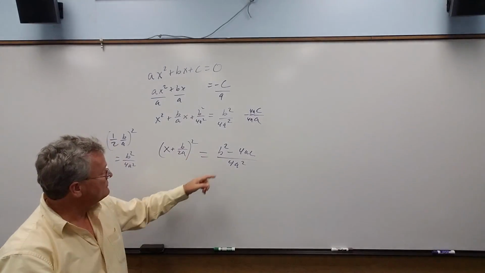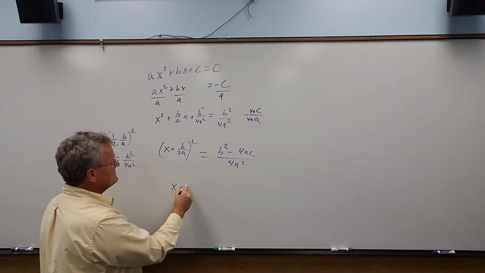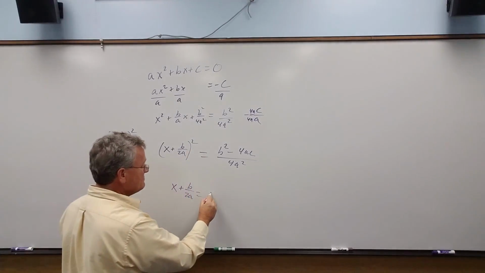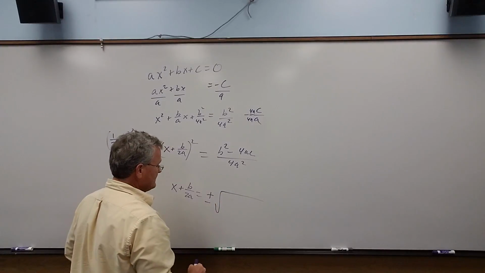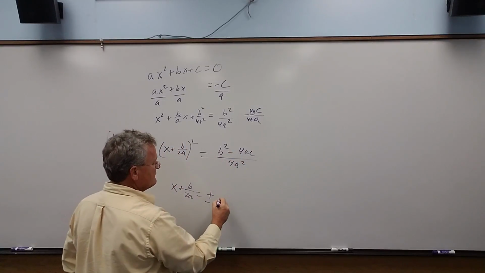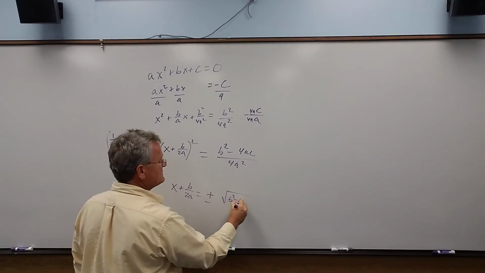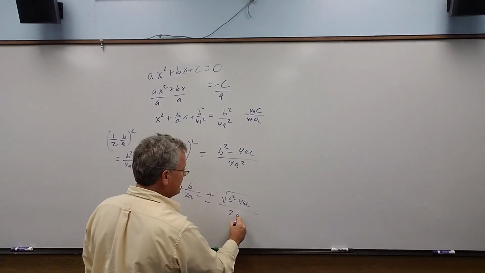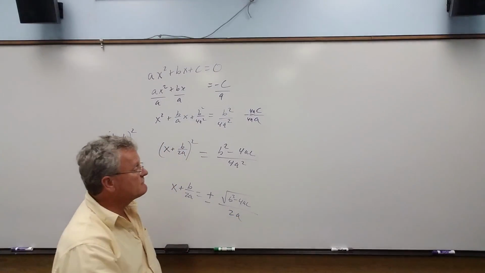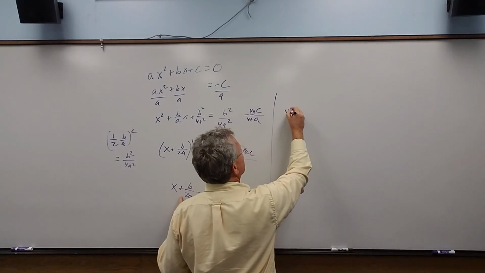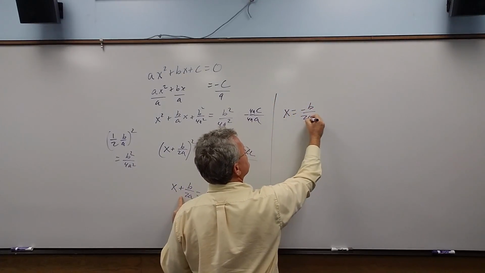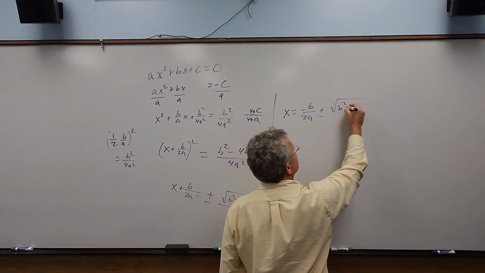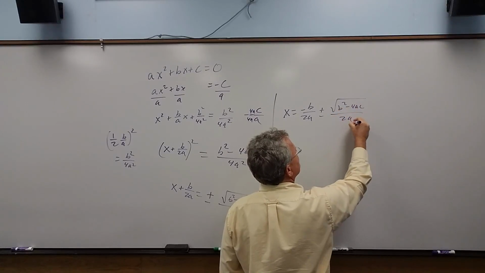Now we take the square root of both sides, and we get x plus b over 2a. When we take the square root of a square, we get a plus and minus. And we get the square root of b squared minus 4ac. The square root of 4a squared is 2a. Subtract b over 2a from both sides, and we get x is equal to minus b over 2a, plus and minus the square root of b squared minus 4ac over 2a.